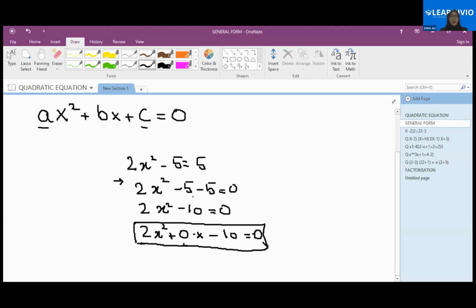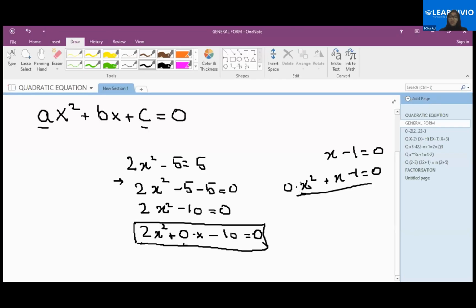Acha. If you have an equation like x minus 1 is equal to 0, you can also write it like I have taken 0 as the coefficient of x, plus x minus 1. This is also your quadratic equation, right?